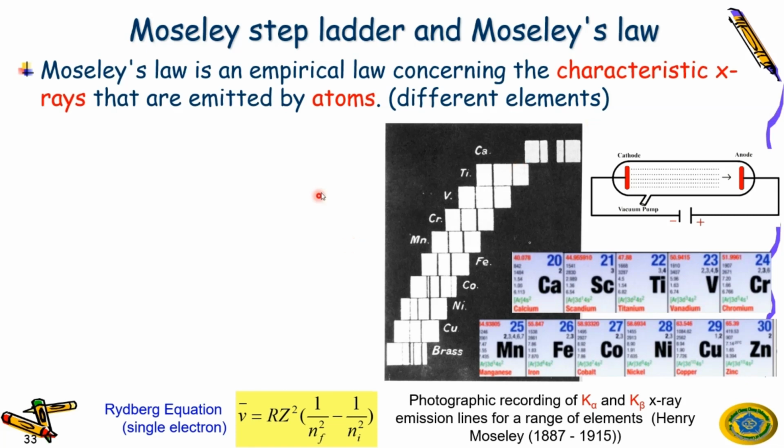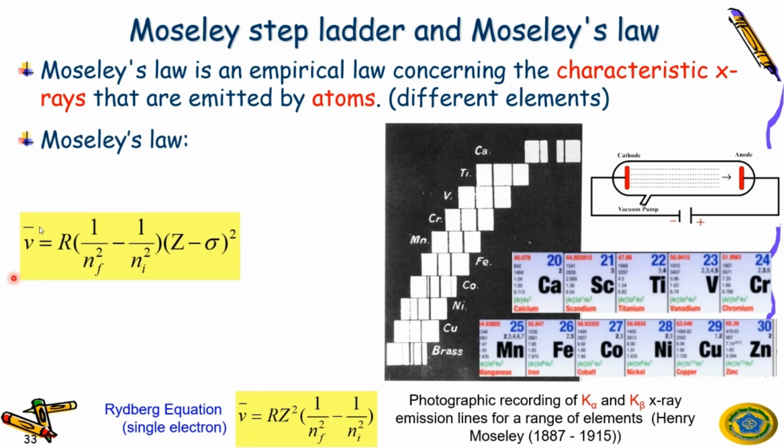He modified the equation. Empirical means that you don't get this equation by theoretical calculation. You use experiment and use some parameters to fit the answer. That's why we call it empirical. So Moseley's law looks like this. He modified the Rydberg equation by using a parameter here. This R represents the same thing.